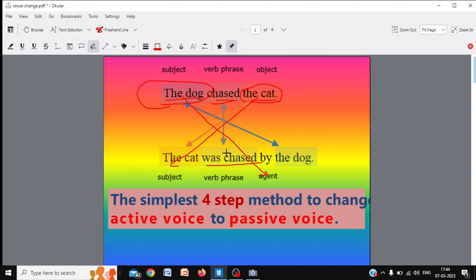So these are the main changes when you change from active to passive voice. What was the subject, the dog, comes at the end. What was the object comes first, because now the cat is the subject. And chased is replaced by was chased. So, the simplest 4-step method to change sentences from active to passive voice.